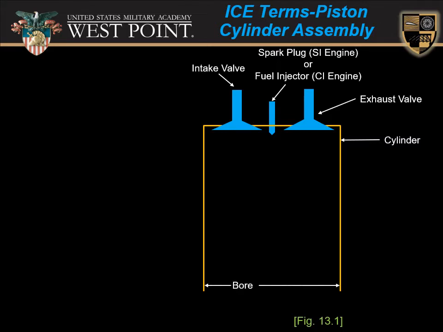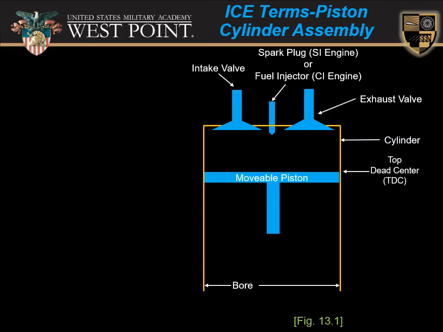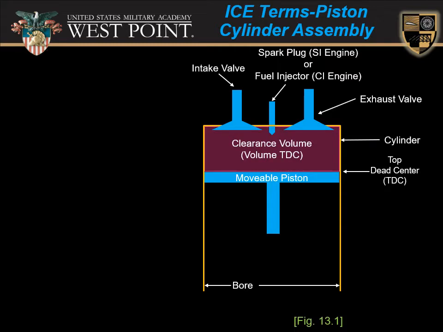Now that cylinder has a diameter, which we define as the bore. And within that cylinder, there is a movable piston. When it's at its utmost position, we refer to that position as top dead center. That position at top dead center creates what we call the minimum volume, the clearance volume, or the top dead center volume. You'll hear all three of those terms used interchangeably.